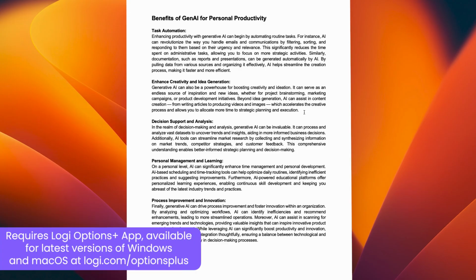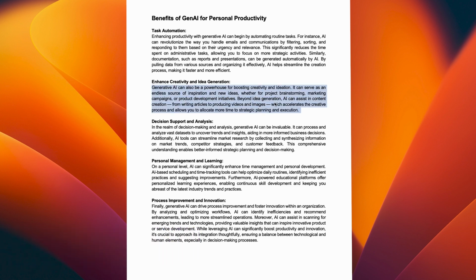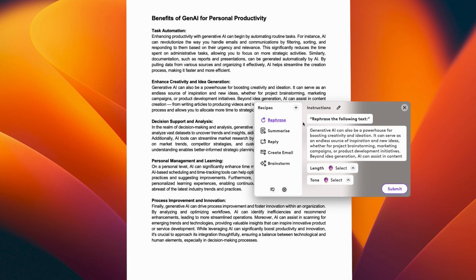To use the Logi AI Prompt Builder, I highlight a text I wish to work with and press the shortcut button I've chosen in the Logi Options Plus app. An intuitive interface pops up on top of my work, and it has automatically copied the text I had selected.